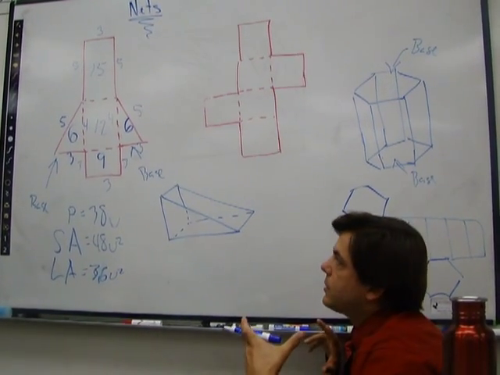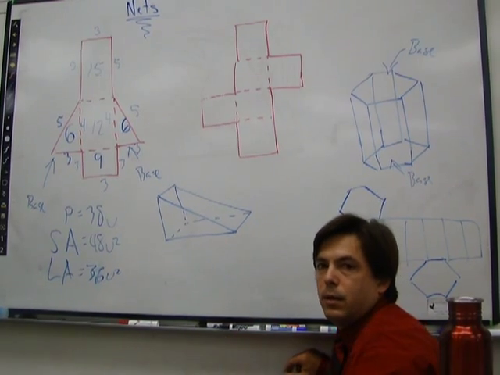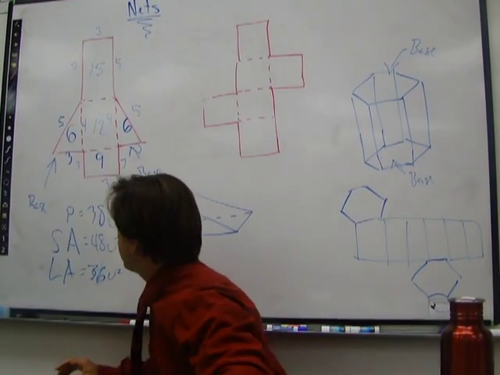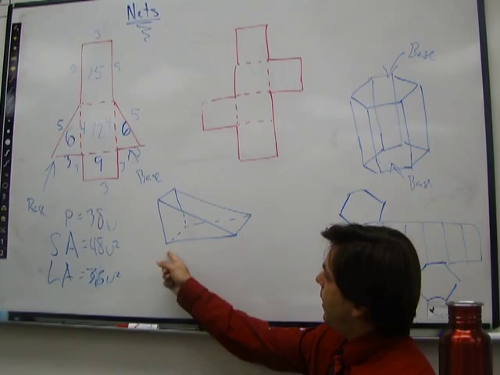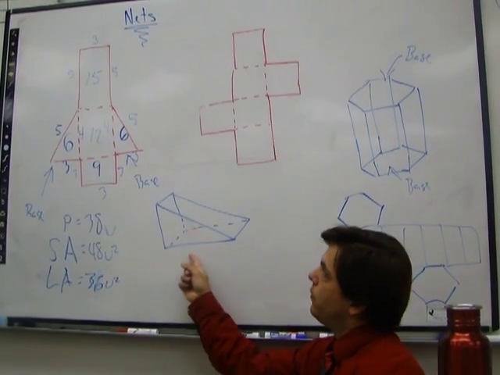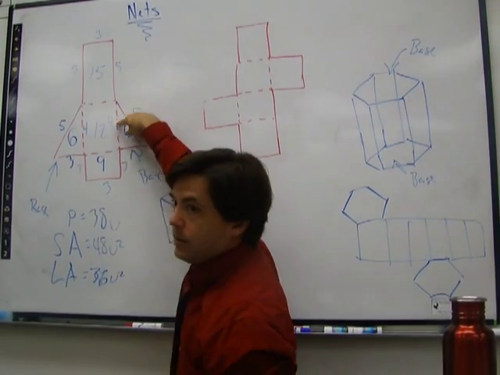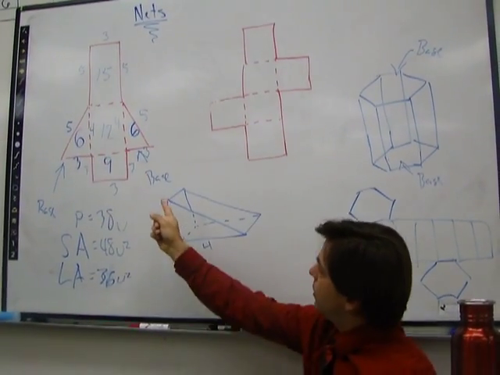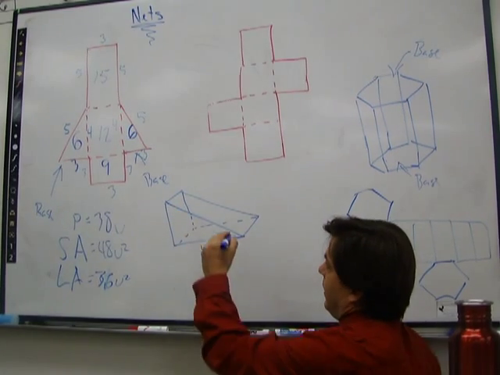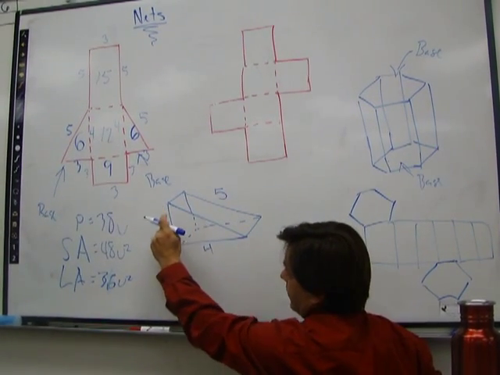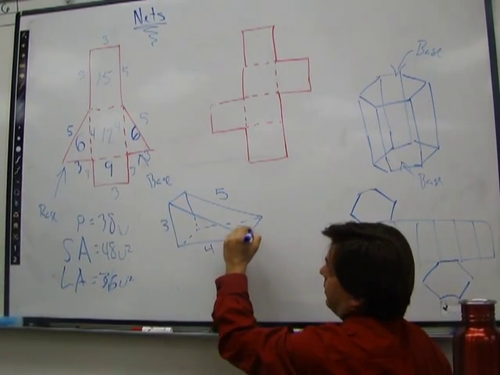Can you guys all visualize how that folds into this shape here? Not too hard? Okay, so let's label it just to be clear. How long is this? 4. Remember to get that this is this. How long is this side? 5. Good. How long is this side? 3. And here? 3.